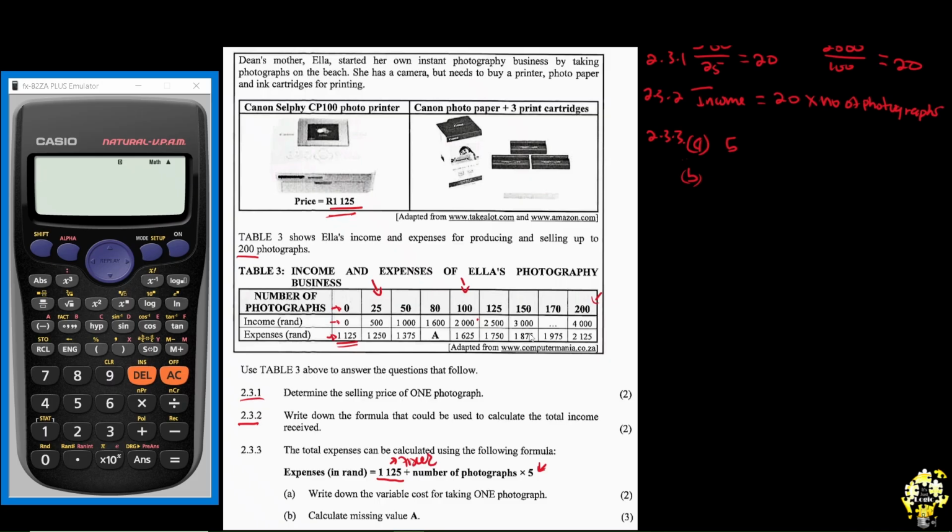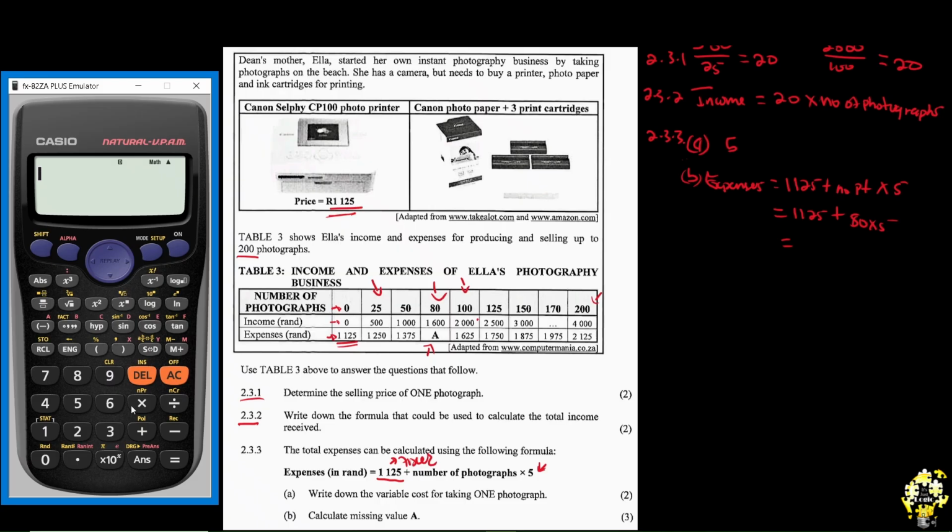Calculate missing value A. Where is missing value A? So we have to calculate expenses. Having to calculate expenses, we are going to use the same formula that they gave us. They said that expenses in rand equals the fixed plus the number of photographs multiplied by the variable that they gave us, which is 5. So 1,125 plus the number of photographs on this line, which is 80, multiplied by 5.